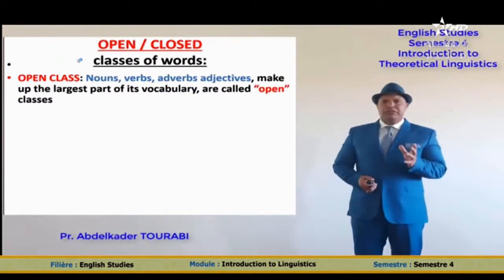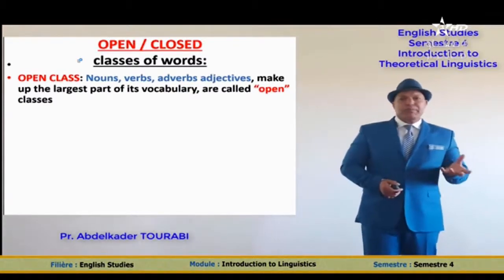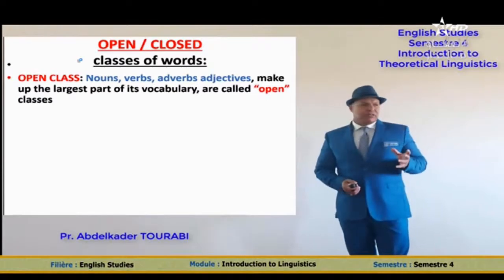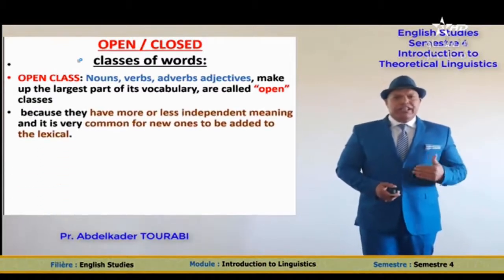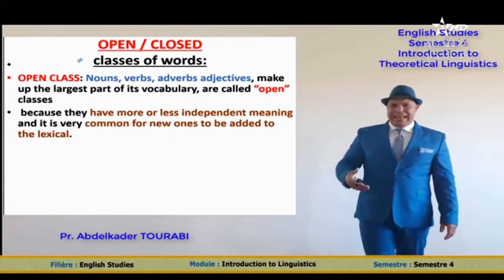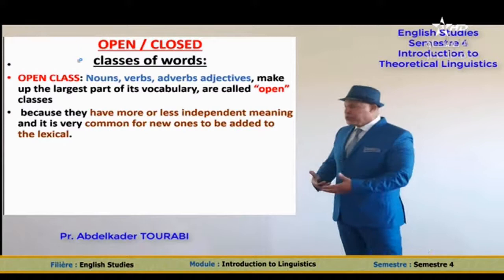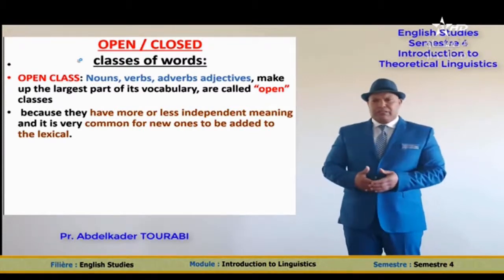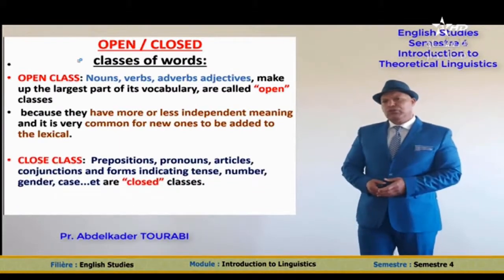We have first to make a distinction between what we mean by open class of words and closed class of words. Open classes, which are nouns, verbs, adverbs, adjectives, make up the largest part of the vocabulary of the language. And they are called open classes. Why? Because they have more or less independent meaning, and it is very common for new ones to be added to the lexicon. We can remember when, for example, the word computer was introduced into languages, or terms like mobile phones. So all these words, which are nouns and verbs, can be added to the language.